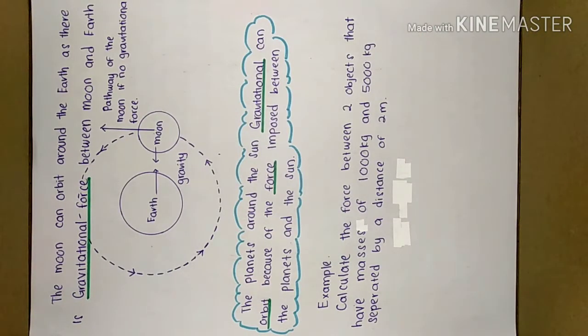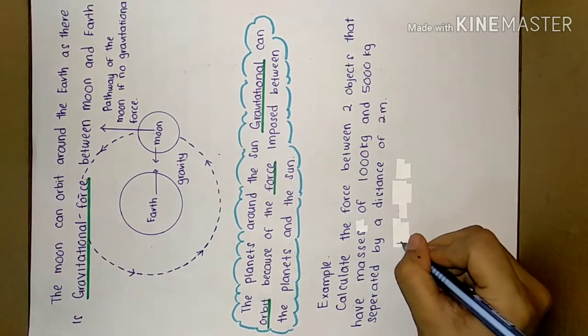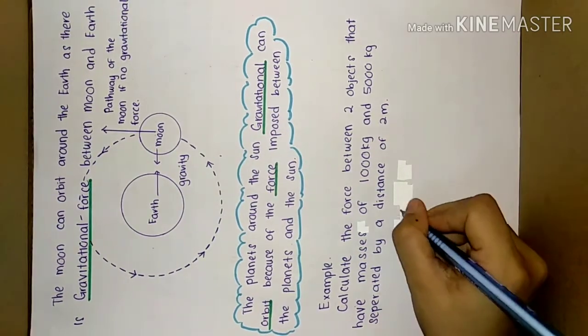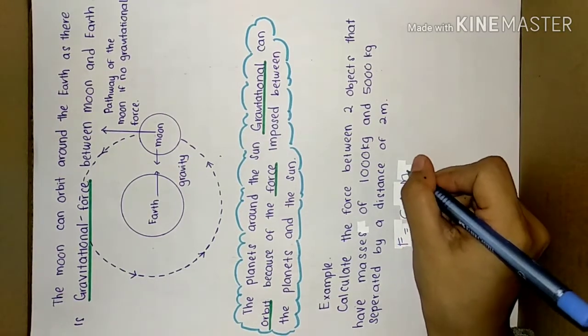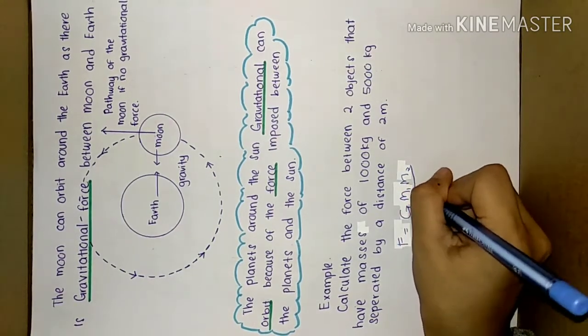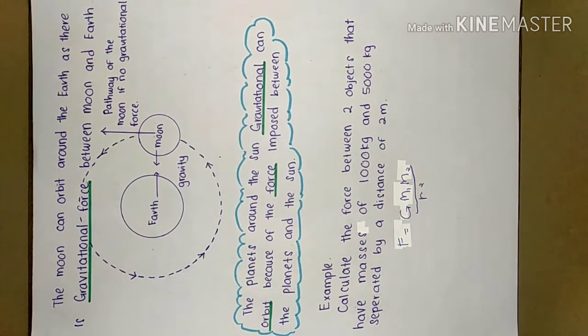Calculate the force between two objects that have mass of 1000 kg and 5000 kg separated by the distance of 2 meters. So first we will have to write the formula, which is F equal to G m1 m2 over r squared.